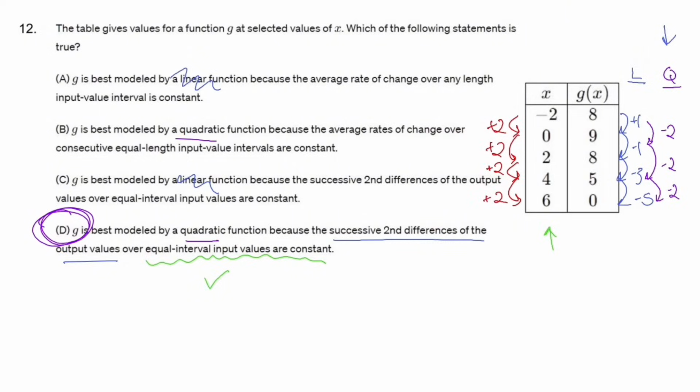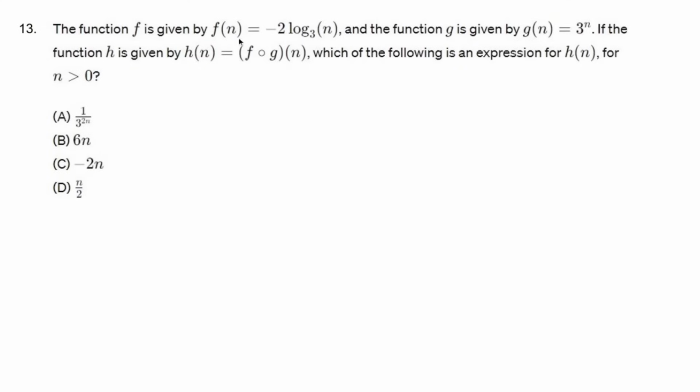Hope this helps. The function f is given by f of n equals -2 log base 3 of n. And the function g is given by g of n equals 3 to the nth. If the function h is given by f of g of n, which of the following is an expression for h of n for n greater than 0?